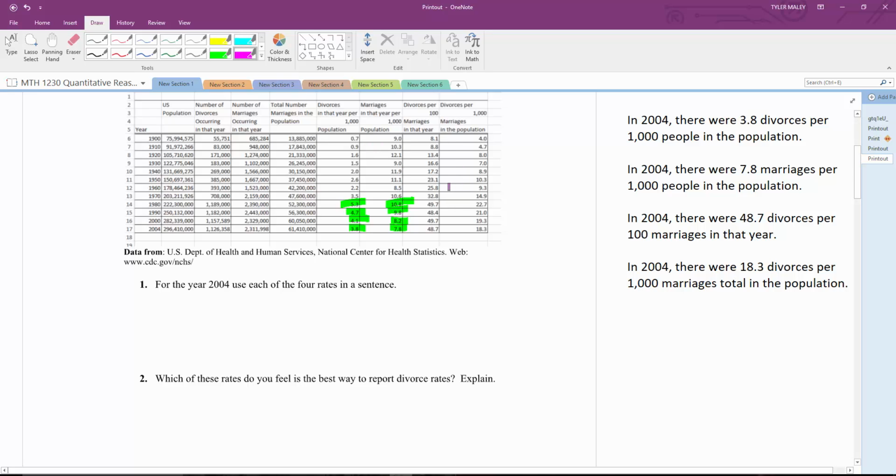Another thing that would support this is looking at the divorces per marriages in that year. These are really close to 50%. So either the green or this pink color would support that idea. So there's two answers.